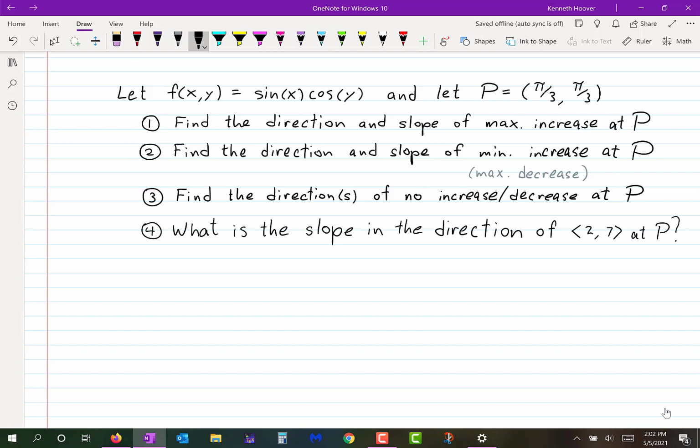Okay, so I know that I am going to need the partial derivative of f with respect to x and the partial derivative of f with respect to y. So let's go ahead and write these down. Okay, the partial with respect to x is cosine x, cosine y. The partial with respect to y is negative sine x, sine y.